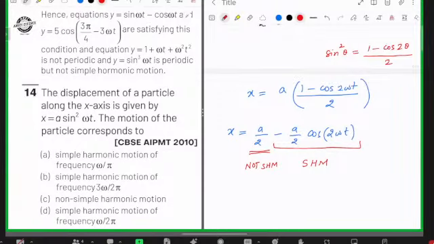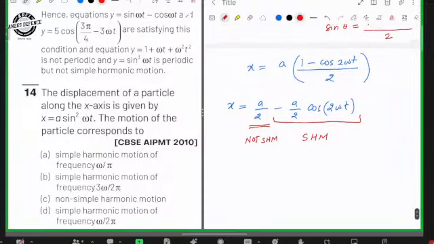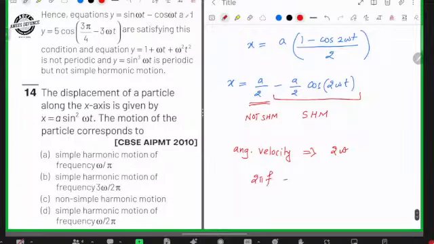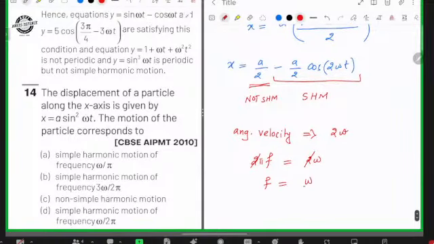In fact, cos can be converted into sine. But no need to convert it because we just have to ask the frequency. Now can you see here omega is 2 omega. The angular velocity of SHM is 2 omega. What is angular velocity? Can we write 2 pi f? Because we want frequency. Therefore 2 gets cancelled. Therefore frequency would be equal to omega upon pi.